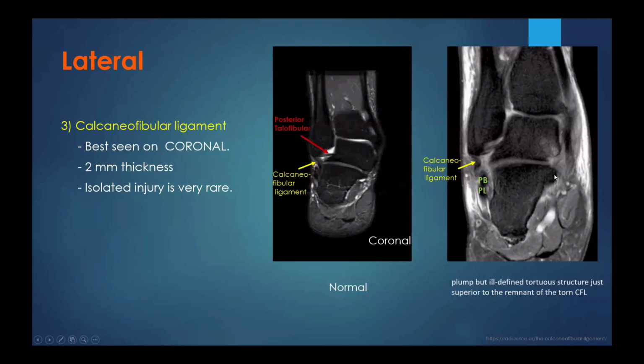This is an example of a torn calcaneofibular ligament. You can see here a blunt, ill-defined structure just inferior to the lateral malleolus, just superior to the remnant of the torn calcaneofibular ligament.